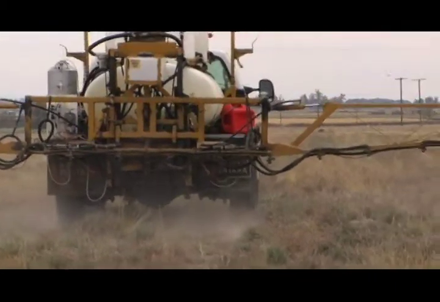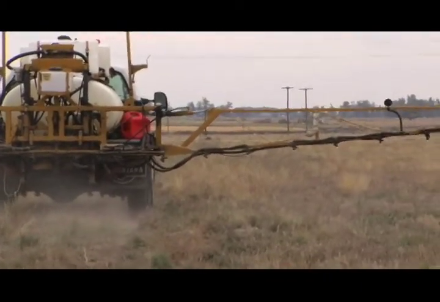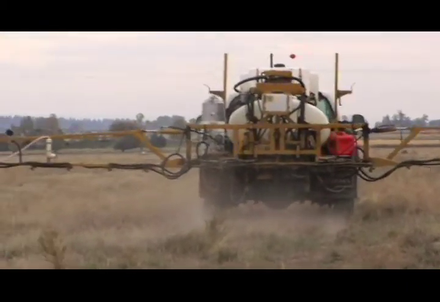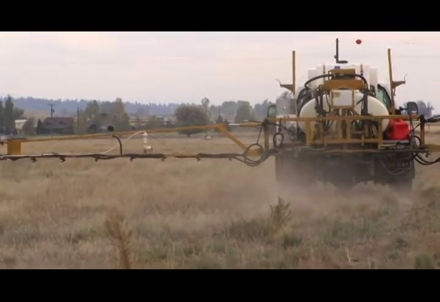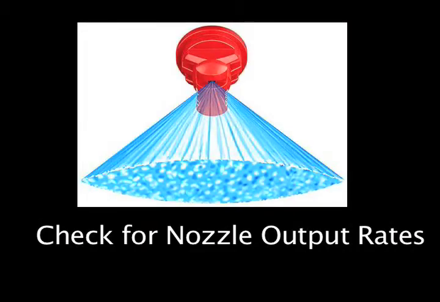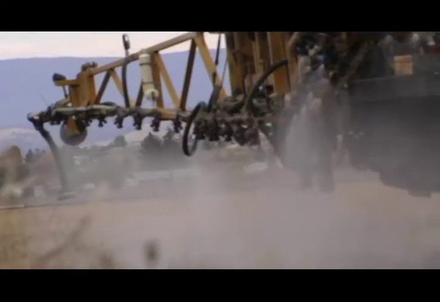Calibrating a boom sprayer can be complicated by the fact that you want a fairly uniform output across the boom. This can be done by checking nozzle accuracy. Check the nozzle manufacturer's specifications for nozzle output rates at various pressures. This will help you determine if any one nozzle is applying more or less than it should.